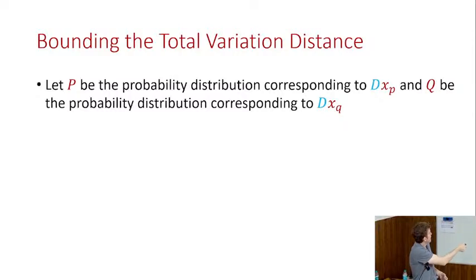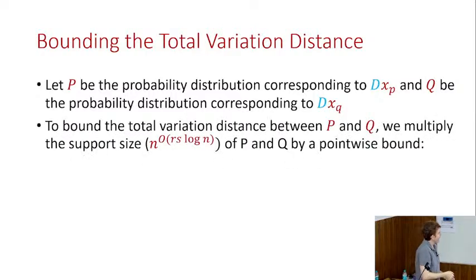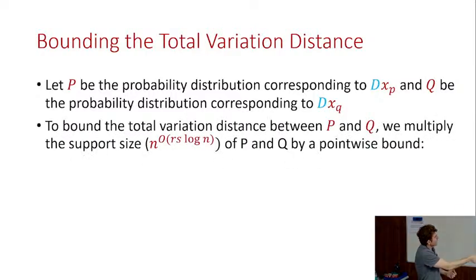So we let P be the image distribution for one of these, D_X P, and Q be the image distribution in the other. And we bound the total variation distance between P and Q. The way we do it is actually by a pointwise bound.